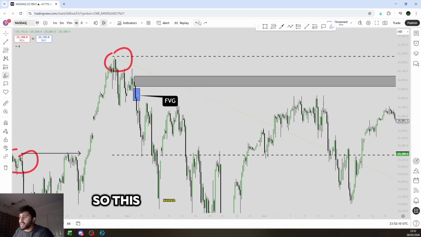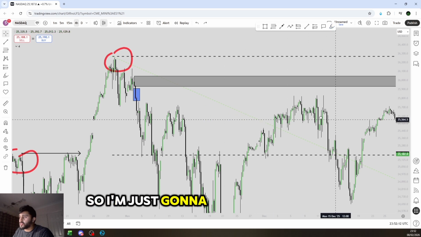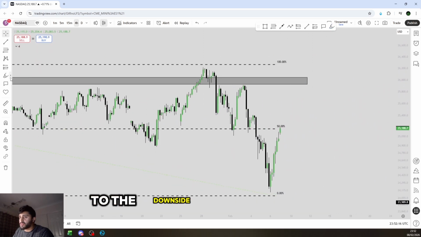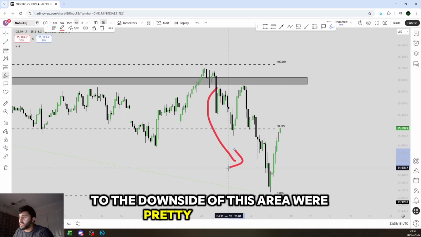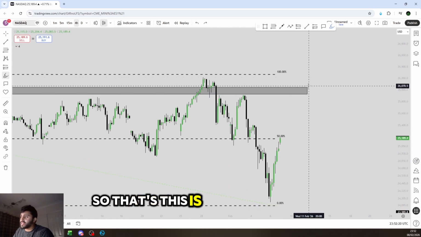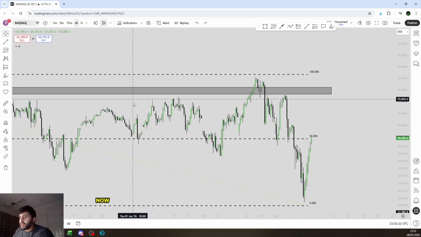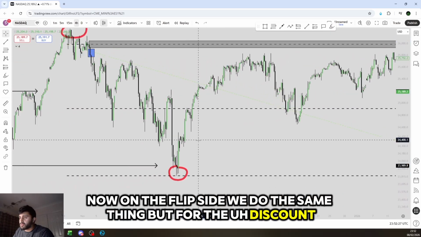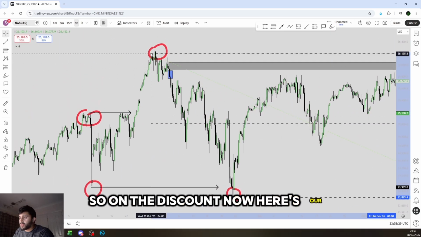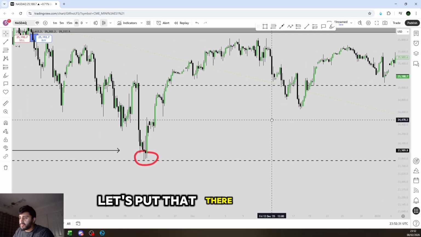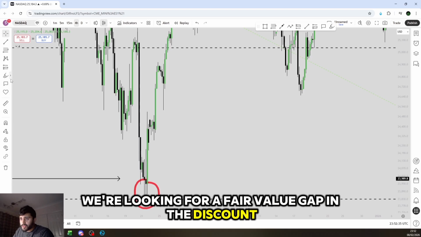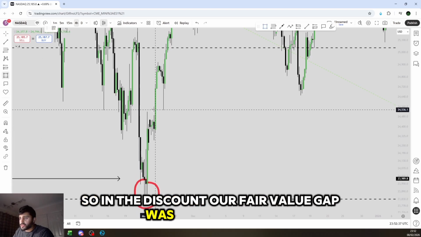So this NASDAQ level here is quite important. So I'm just going to drag this over to the right, and we can see the rejections to the downside of this area were pretty heavy, right? So this is our major 4-hour level. Now on the flip side, we do the same thing, but for the discount. So on the discount now, here's our discount array. Let's put that there. What we're looking for again is a fair value gap in the discount. So in the discount, our fair value gap was just over here.